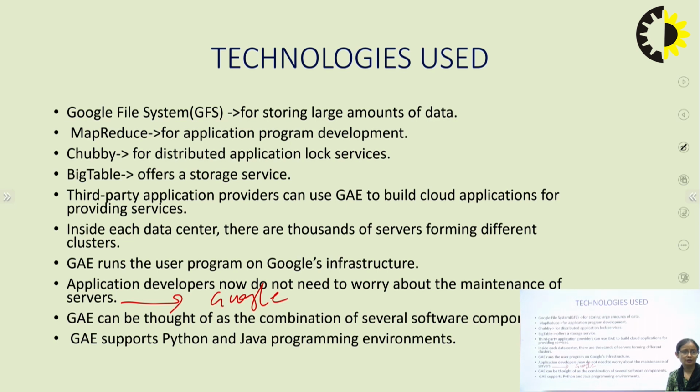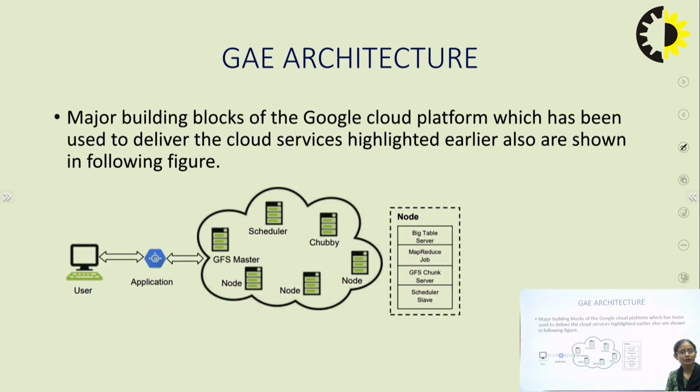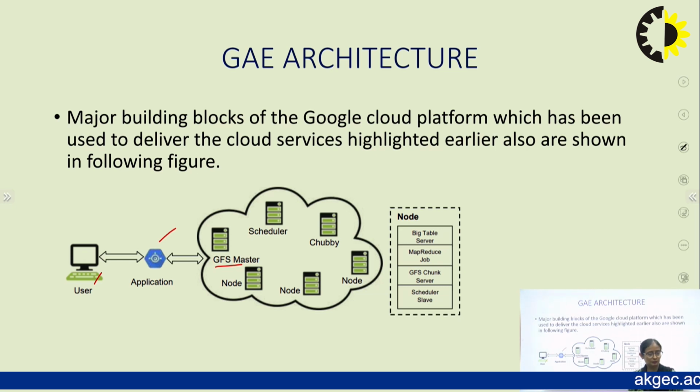GAE can be thought of as a combination of several software components. It supports, as we have already seen, only Python and Java environments. So if we talk about the GAE architecture, here you could see we have the application, that is your Google app, and here the user is sitting. Here we have the GFS master, which is the controller of the GFS, the Google file system, controlling all the file system. Here the scheduler is running, scheduling the processes. Then Chubby is there, and these are the various nodes.